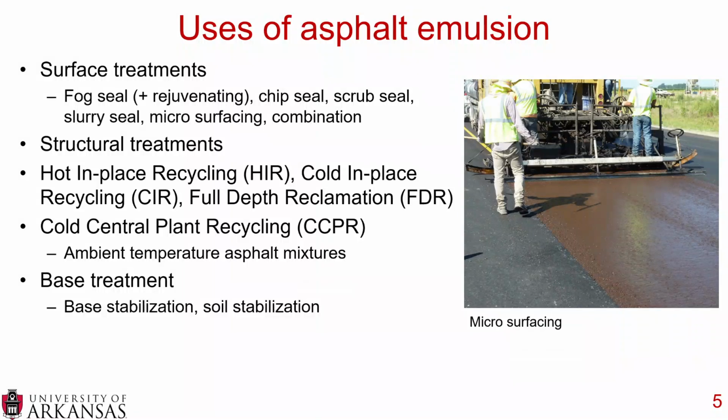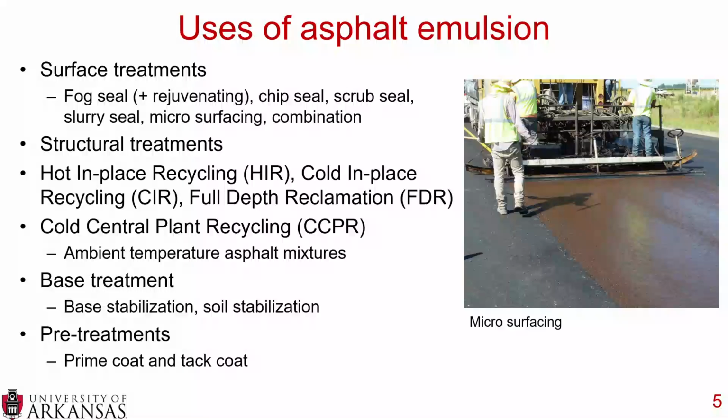We can have base treatments. This is either base stabilization or soil stabilization. And then finally we have pre-treatments such as prime coat and tack coat. So these are all the different types of treatments out there that we can use asphalt emulsion with. And many of these treatments, such as CCPR and the base treatments, full depth reclamation, cold-in-place recycling, those can use other stabilizing agents such as asphalt foam and Portland cement or lime as stabilizing agents, but we're focusing here on asphalt emulsions.